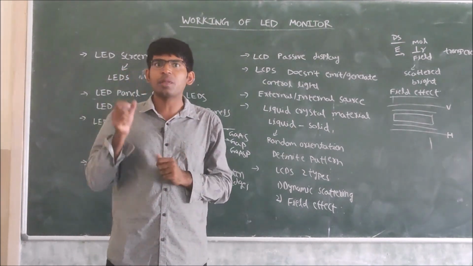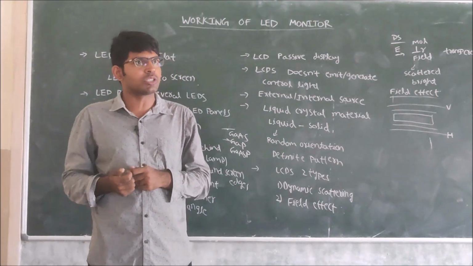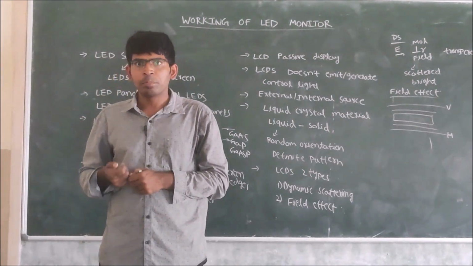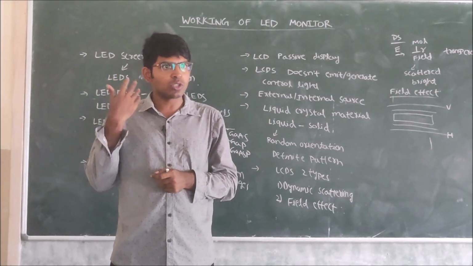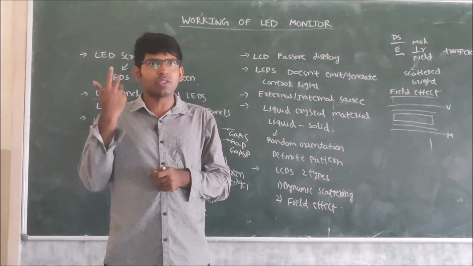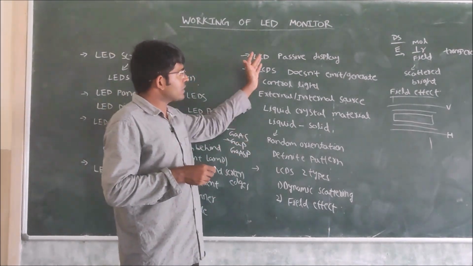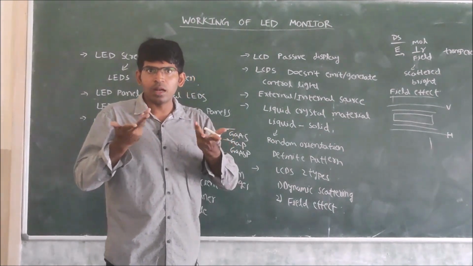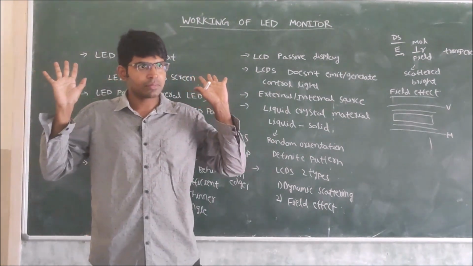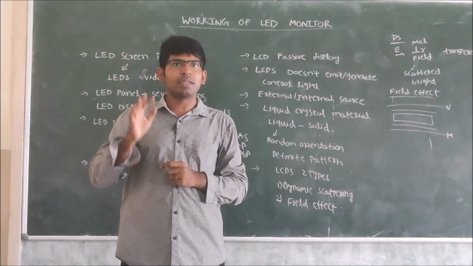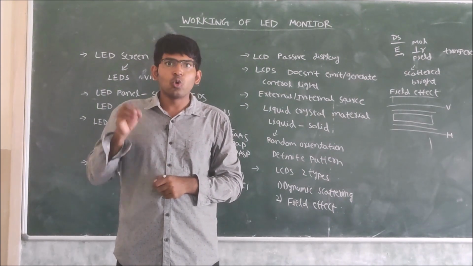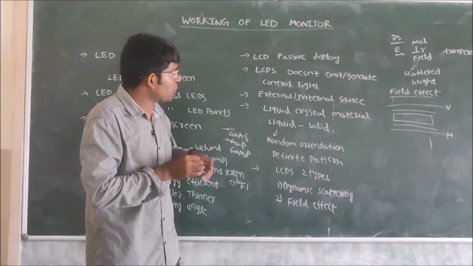They will take the energy from the active sources. What are these active sources? Battery, AC voltage sources, current sources, all these are active sources. So here the passive display means it will not generate the light and it will not emit the light. Then who is giving the light to this display?